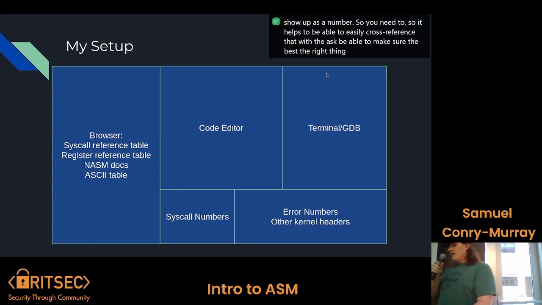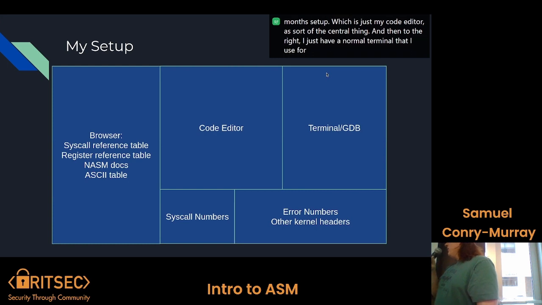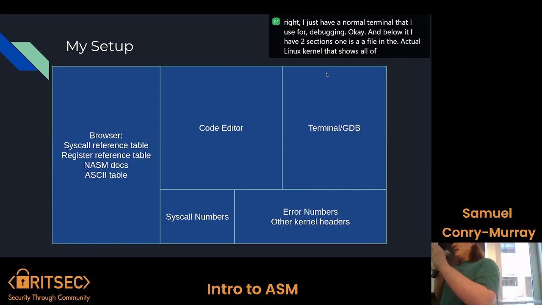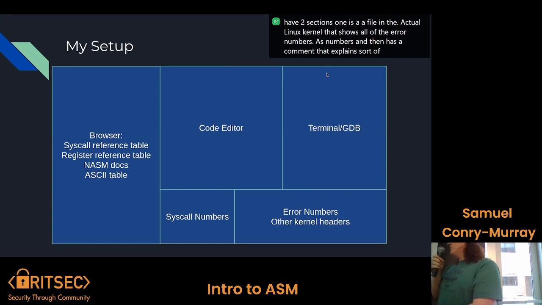Speaking of GDB, I have a Tmux setup, which is just my code editor as the central thing. To the right, I have a normal terminal that I use for debugging. And below it, I have two sections. One is a file in the actual Linux kernel that shows all of the error numbers as numbers, and then it has a comment that explains on a very basic level what each number does. You can also go through a whole bunch of other files that explain other things.